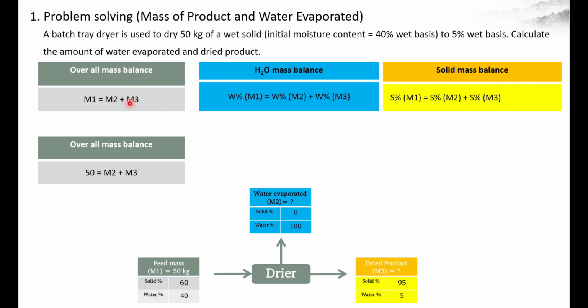Now the overall mass balance. In this question, M1 we already know. It is given in the question as 50 kg. So I'm replacing M1 as 50 in this equation. But M2 and M3 we don't know. Now let's move on to the next equation.